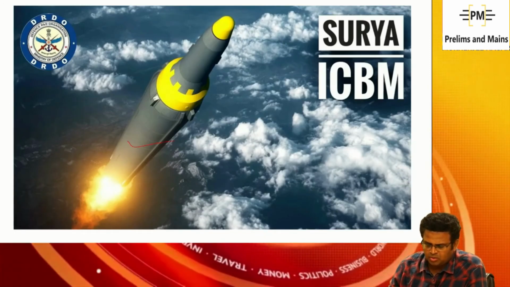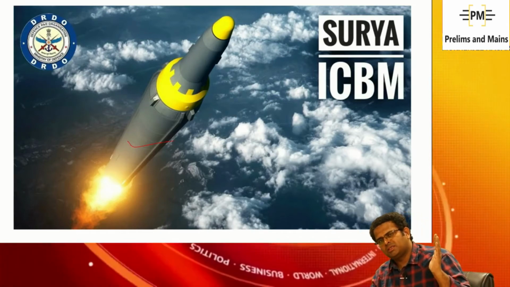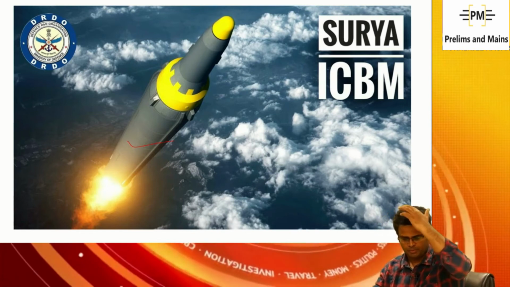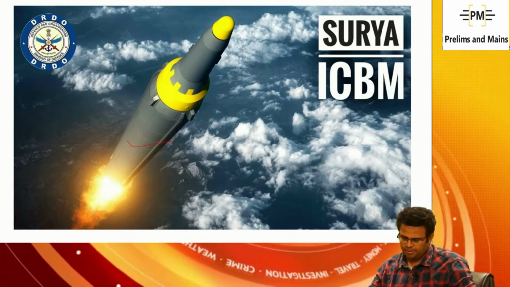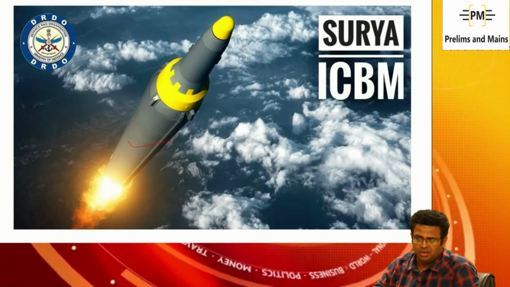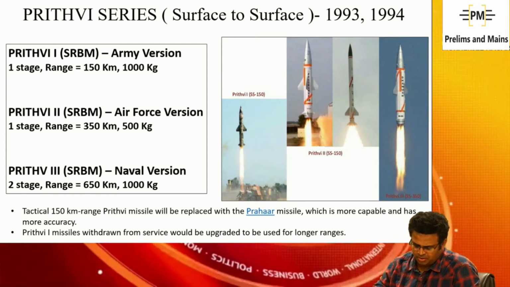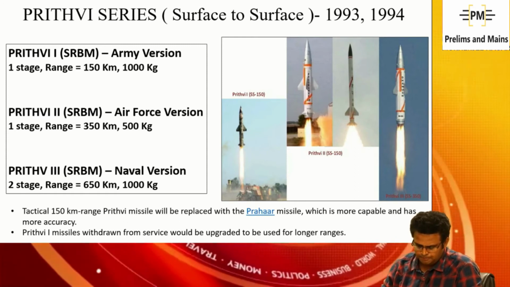This is the Surya 1 picture, it has been shown by the DRDO, but India is not saying anything. It has been formed and is in the process of formation. Clear? DRDO is the defense research body, and it is also making this. So now we are going to see the Prithvi series.